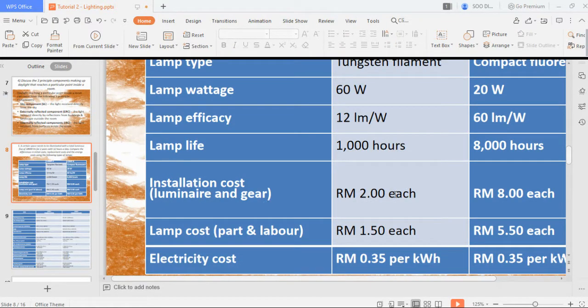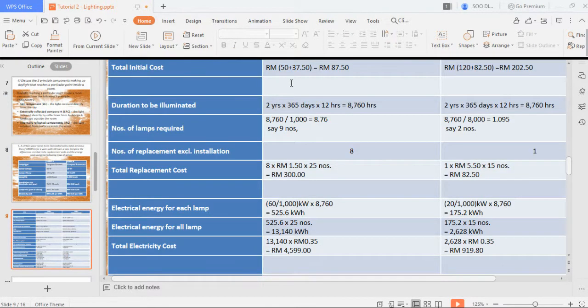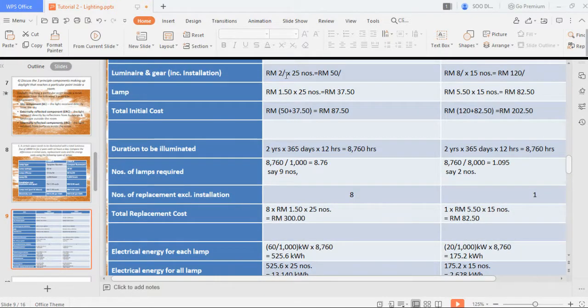So all this installation costs 2 ringgit. So 2 ringgit times 25, you have 50 ringgit. And then you need 25 lamps. So 1.5 ringgit times 25, you have 37.5. You do the same for lamp B also, and then we just add these two together, you have your initial cost. So your installation cost of your light point and how much your lamp costs. So you come up with a total of, for A, 87.5 ringgit, and for B, 202.5 ringgit.